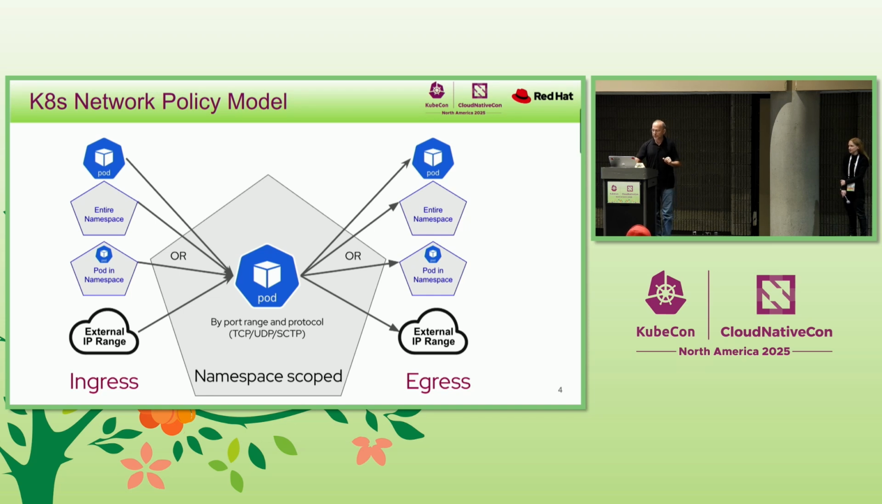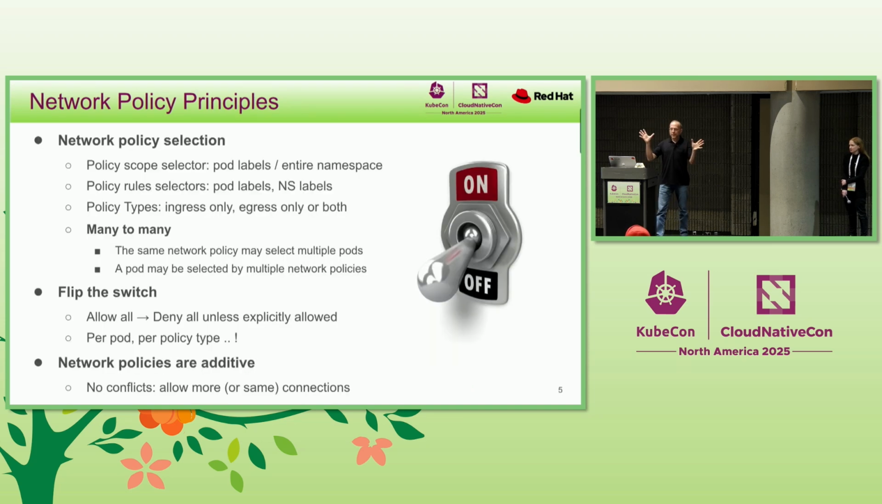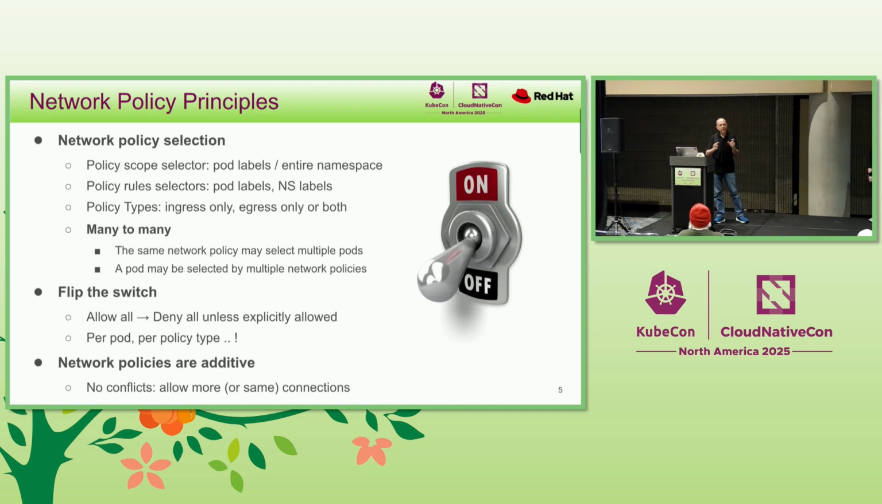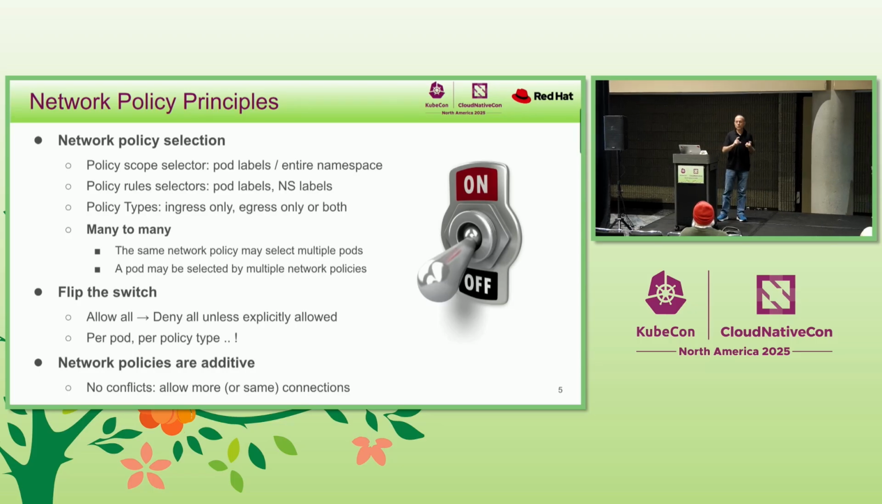So if you look at the concepts that network policy introduces, there's first the question of scoping. The policy scope is done through a selector, as I just mentioned. The policy can select a pod by label, or it can select an entire namespace. And then there are rules. For the rules, you also have selectors, and they select pods by labels, or namespaces by labels. There are two policy types, ingress policy and egress policy, and the same network policy can be one or both.